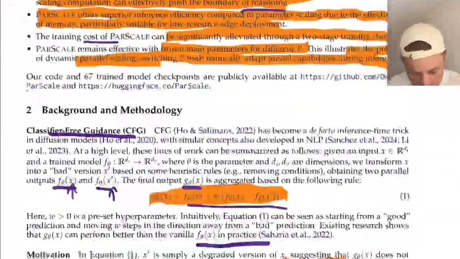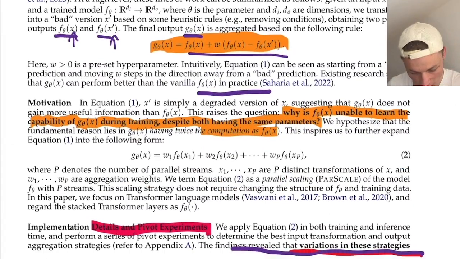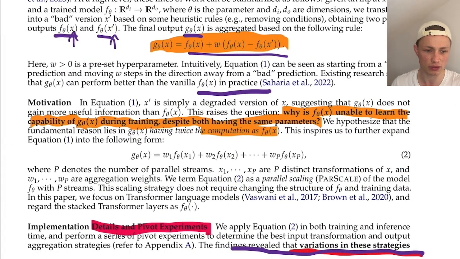Okay, and what they find out is that f of x is unable to learn the capability of g of x during training, because we could argue, okay, they both are using the same parameters, and why can't f of x just get the same output as g of x, because this is just a linear interpolation, and f of x should be able to get the output g of x, but they found out that this is not possible and not achievable.